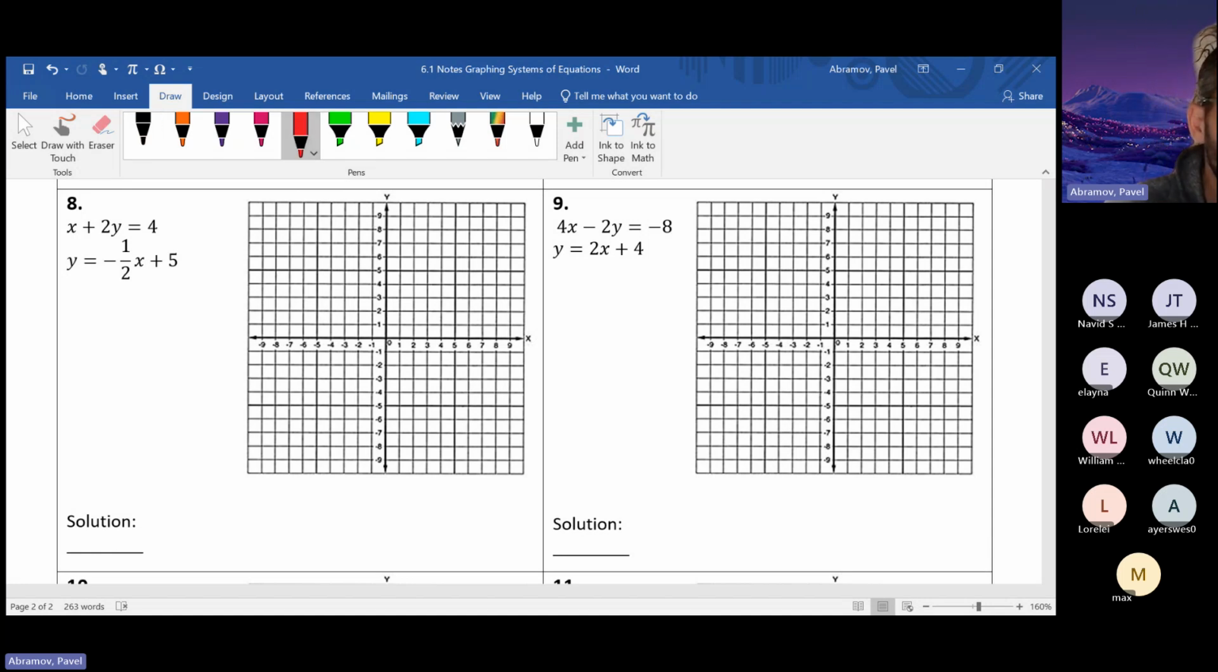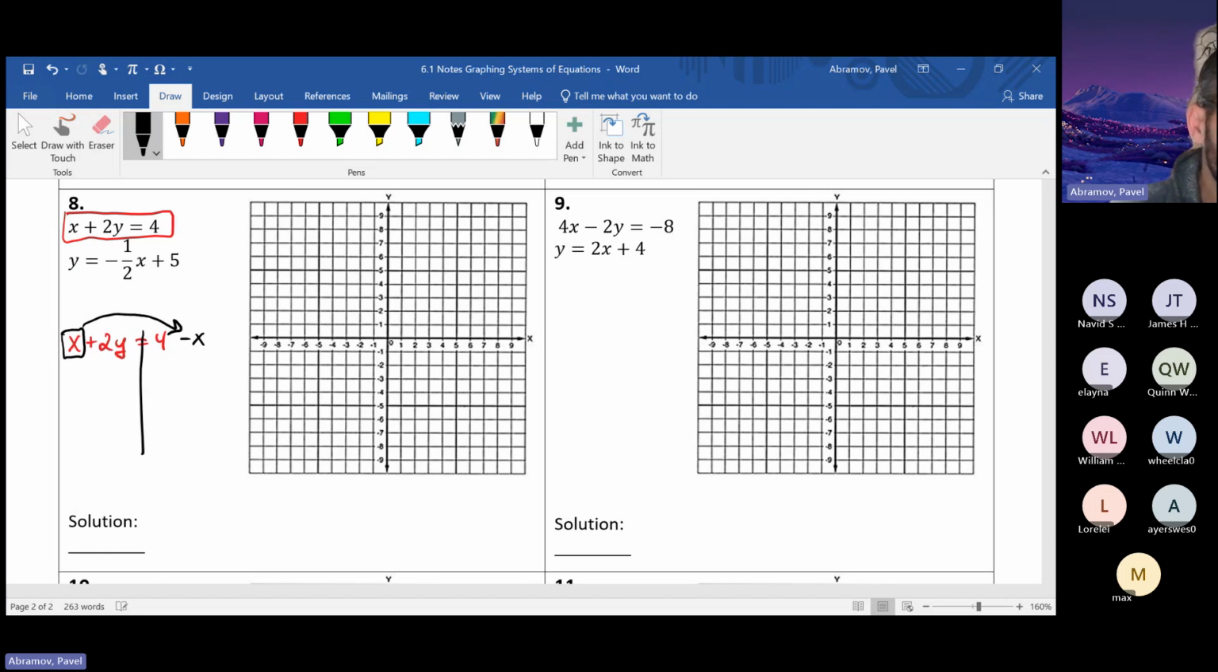For the first equation, notice that it's not in the y equals mx plus b form, so we need to put it into that form. I will copy down this equation over here. To do that, we're going to move x to the right by subtracting it. Then we end up with 2y equals, remember we always want x to be first, so negative x and then plus 4.